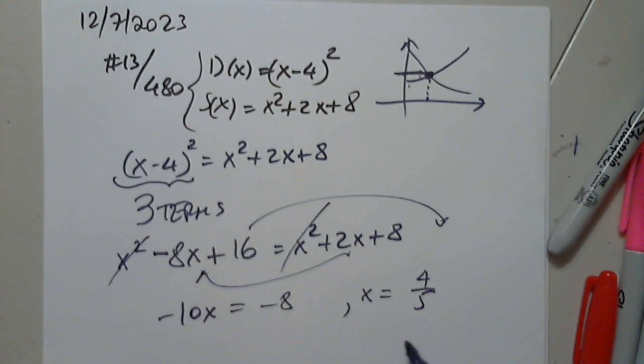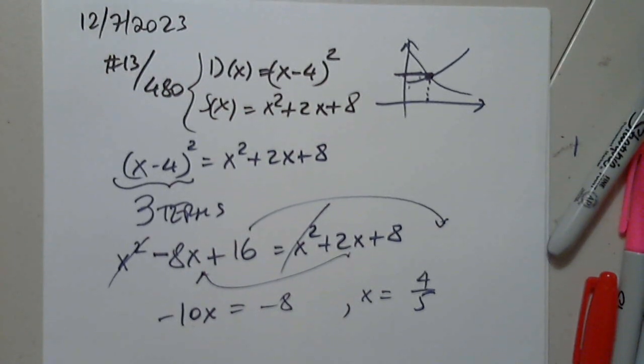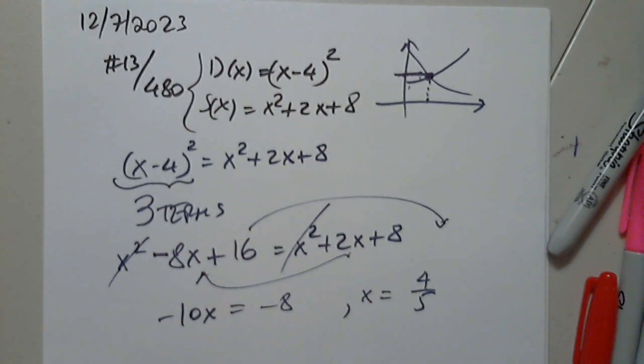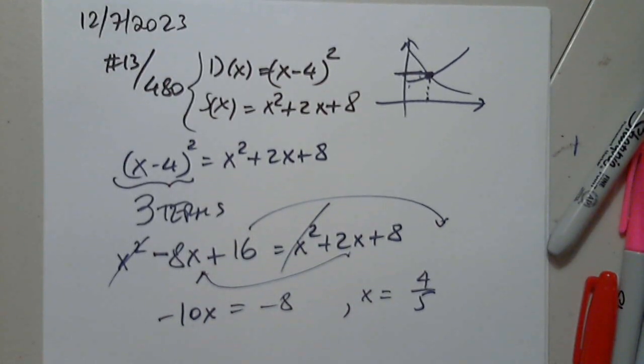Unless I copied something, this is a little bit weird, but let me just go back and look at 13. Did I copy everything correctly? It's very possible. x minus 4 squared: x squared minus 2 times the first times the second, plus the second term squared. And the other one, x squared plus 2x plus 8. Good, I copied it correctly.